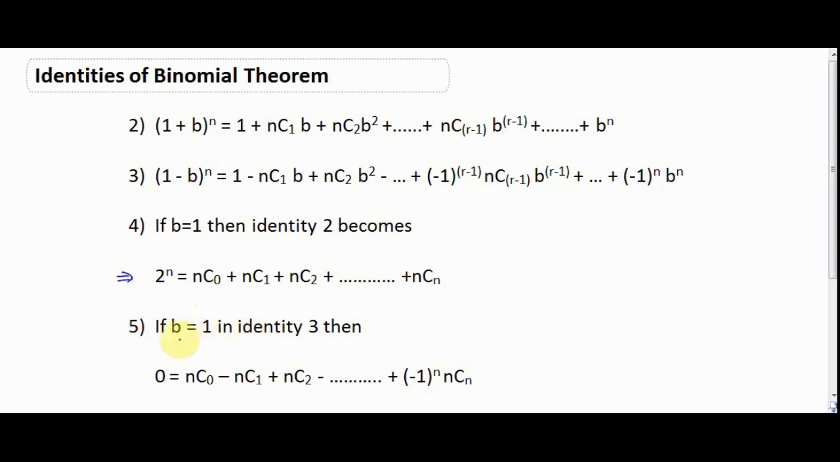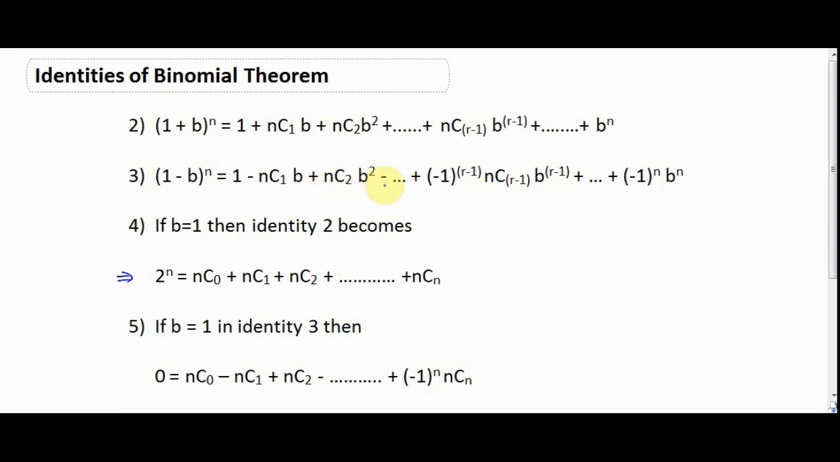Okay, now if b is equal to 1 in identity 3, so if we substitute b equal to 1 here, then what we get on the left hand side will be 1 minus 1, 0 raised to n, that is 0. So LHS will reduce to 0. On the right hand side we have 1 minus nC1. Okay, if you substitute b equal to 1, what we get here will be nC1 plus nC2. If you substitute b equal to 1 here, you will be getting 1 square, that is 1.